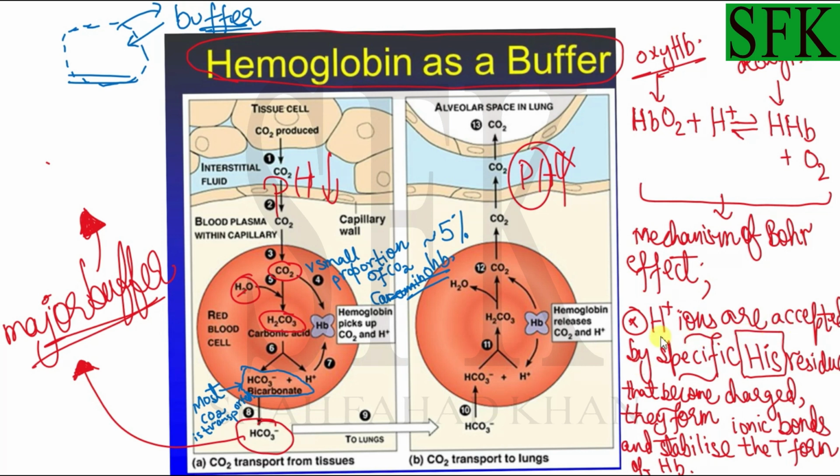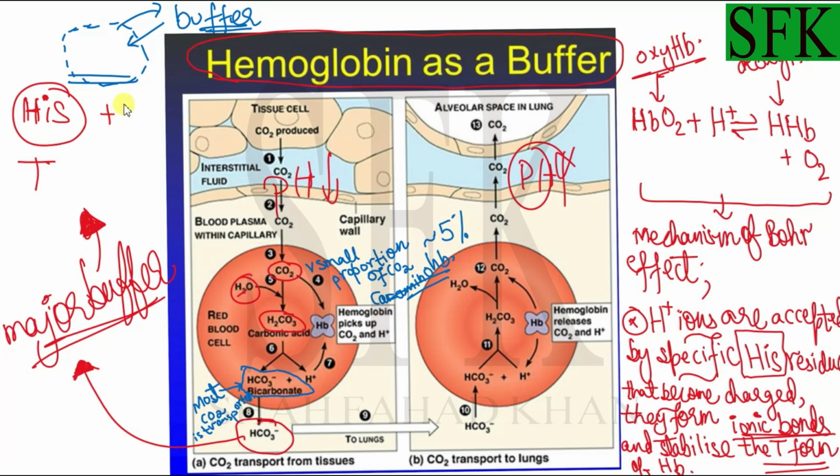And this is the Bohr effect, the mechanism of hemoglobin acting as a buffer. H positive ions are accepted by specific histidine residues that become charged. Okay, if we go into more detail of hemoglobin, where do these H positive ions bind to the hemoglobin? It's basically to some histidine amino acid residues, which are present inside the hemoglobin. They accept the excess H positive ions and they become charged. And once they become charged, they form ionic bonds. Now, you know that forming of ionic bonds would help stabilize the T conformation of the hemoglobin.